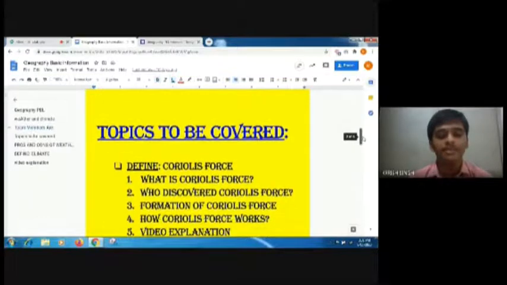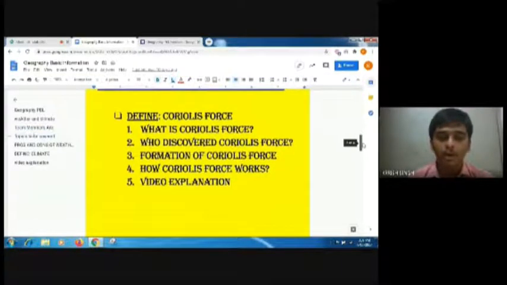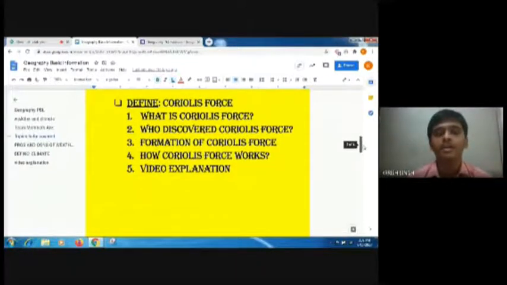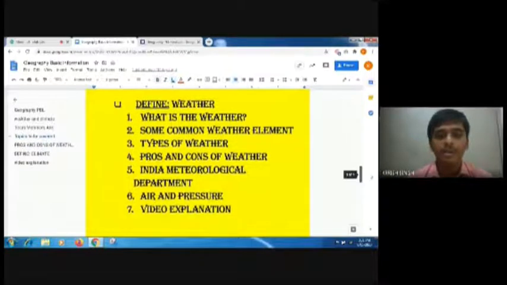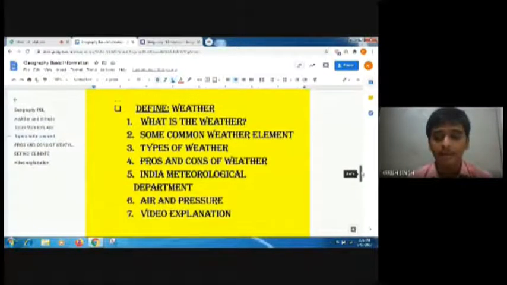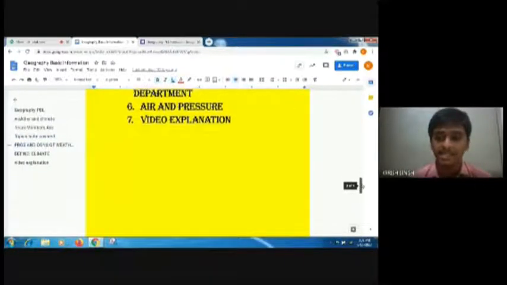And the topics which we have covered under the topic Coriolis Force are these. What is Coriolis Force? Who discovered it? Formation of Coriolis Force, how Coriolis Force works, and a video explanation for your reference. And the topics which we have covered under the subtopic weather, they are what is weather, some common elements of weather, types of weather, pros and cons of weather, India Meteorological Department, air and pressure, and a small video explanation for your reference.